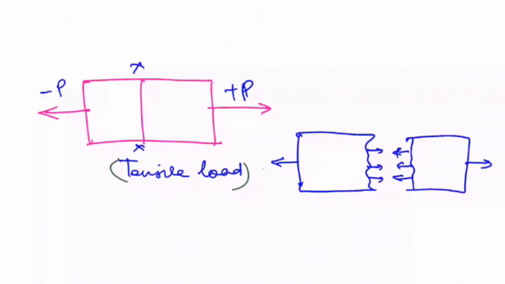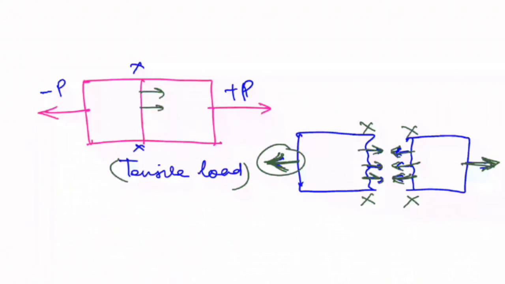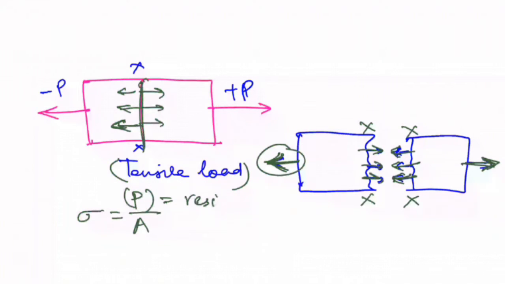In case of tensile load, the loads will be acting outwards, and as a result, you can see the direction of the resistive force will be opposite to that. So here, this is the direction of the resistive force for this part XX. For this part XX, you can see that the direction of the resistive force is opposite to the load there. So this is how the resistive force will be acting in this cross section XX. And even in this case, the stress sigma will be equal to the applied load P divided by the area, where this P is actually equal to the resistive force.